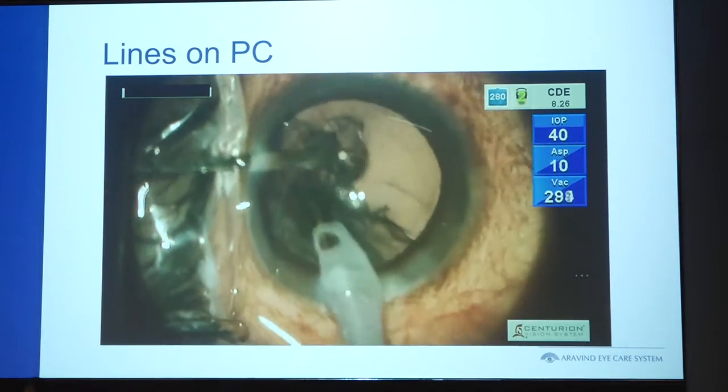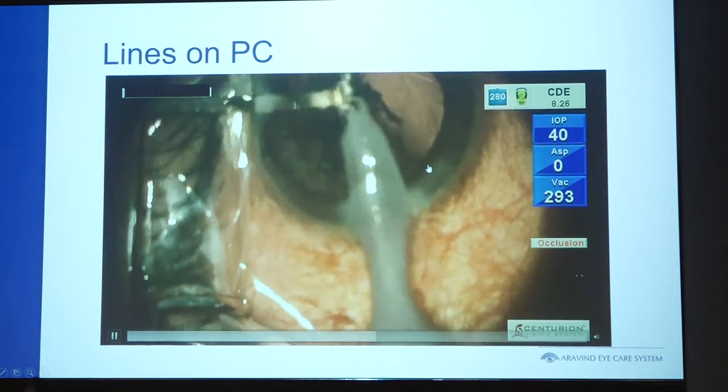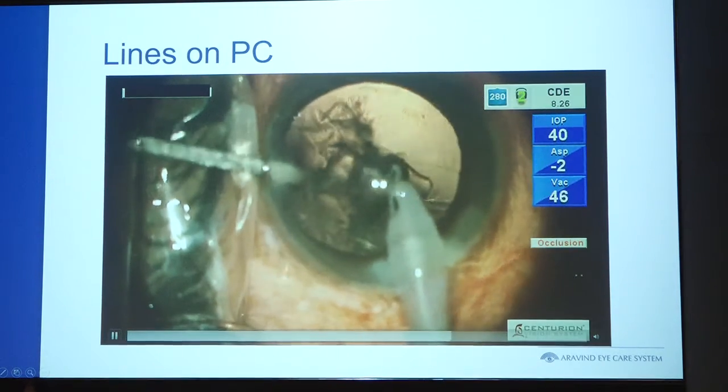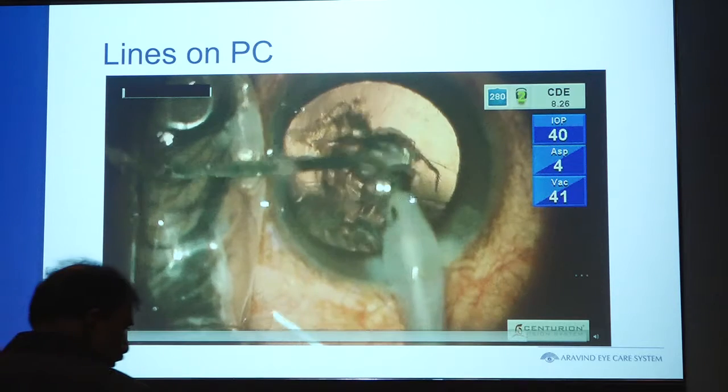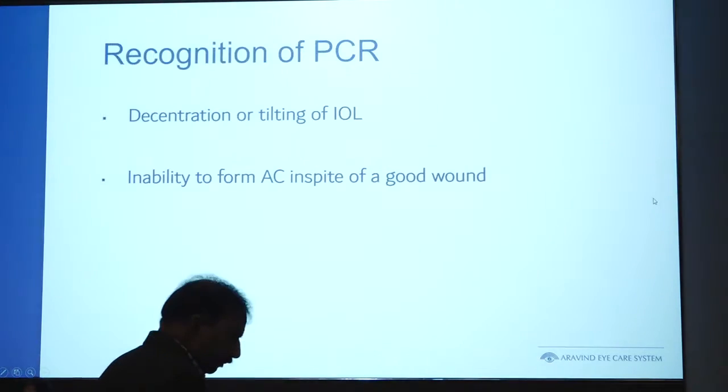But now watch here, you can see a line. This is suggestive of a PC dehiscence that's happened. You can see the double track line now, and you know for well that there is a PCR underneath.